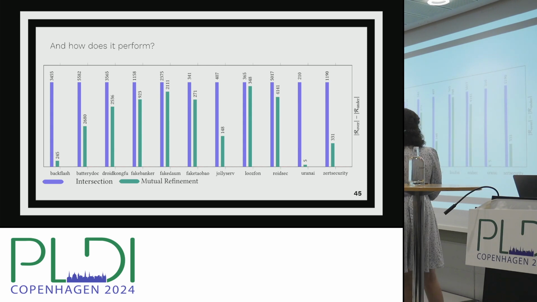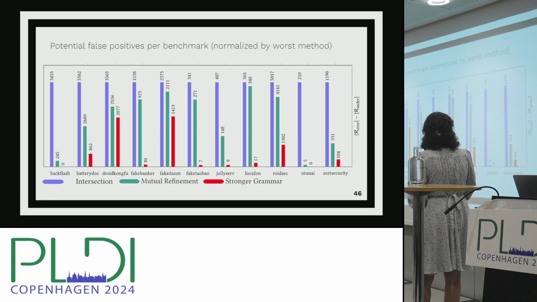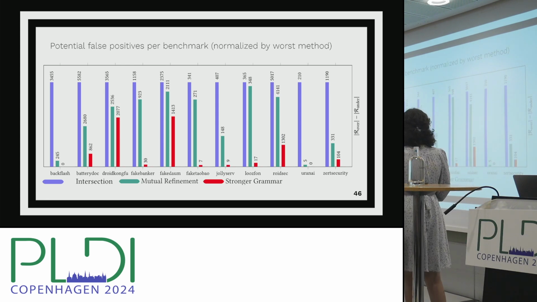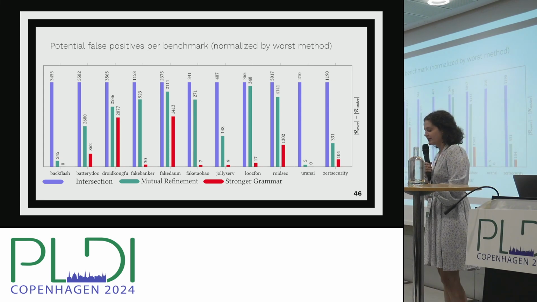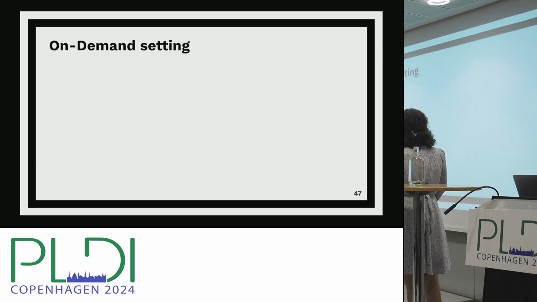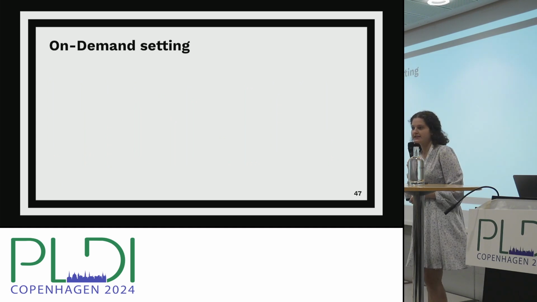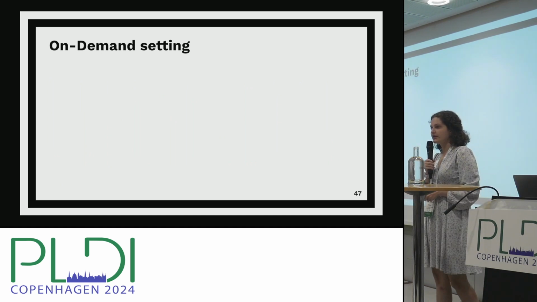And how does this perform compared to our previous algorithms? Well, we remove another bunch of paths. You see, for many of them, we're extremely close to our underapproximation. And the last thing here we're going to be doing as an optimization is considering an on-demand setting.